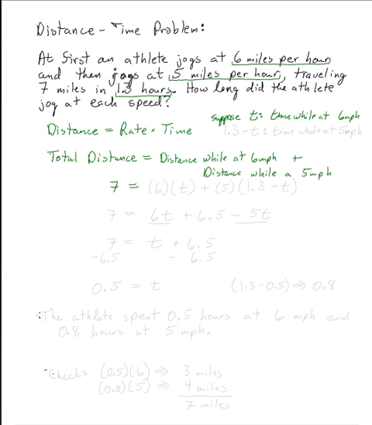Since there was a total amount of time of 1.3 hours, the remaining amount of time must have been spent at 5 miles per hour. So, since we've let t represent the time while at 6 miles per hour, the remainder, 1.3 minus t, must represent the time while at 5 miles per hour.